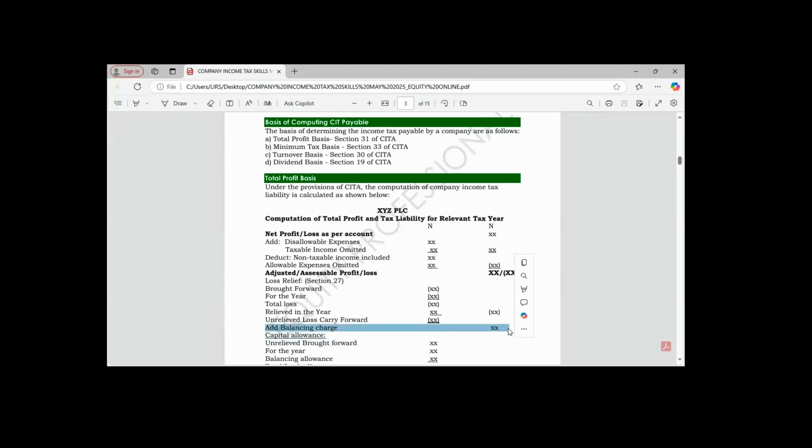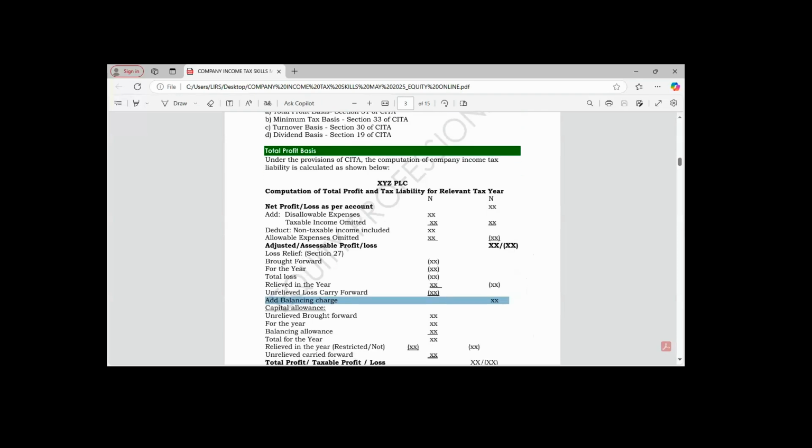Then after that, you look at balancing charge. Who can tell us when do we normally have balancing charge? When do we have balancing charge? We also did that. That's when the sales proceeds are more than the tax written down value. Yes, when there is a disposal of qualifying capital expenditure, and the amount you are selling that asset for is more than the tax written down value of the asset as at that time. It's an additional income, so you are going to add it, balancing charge.